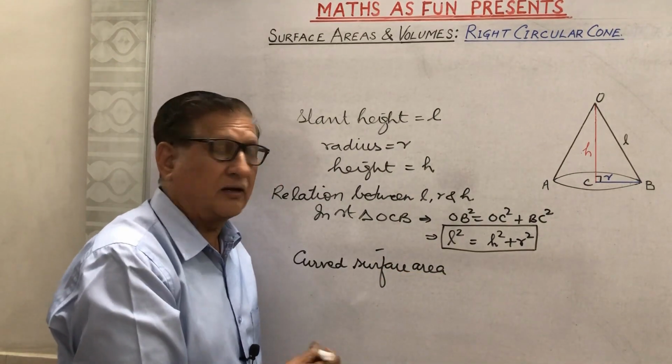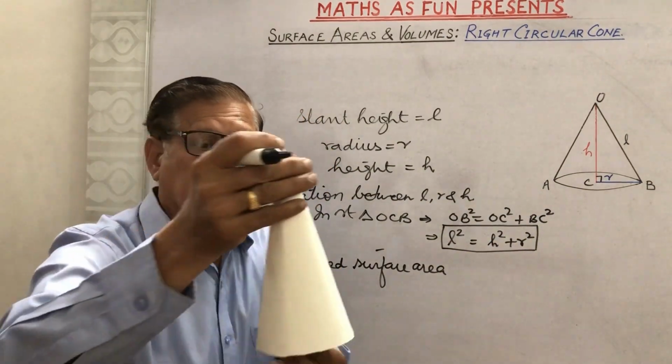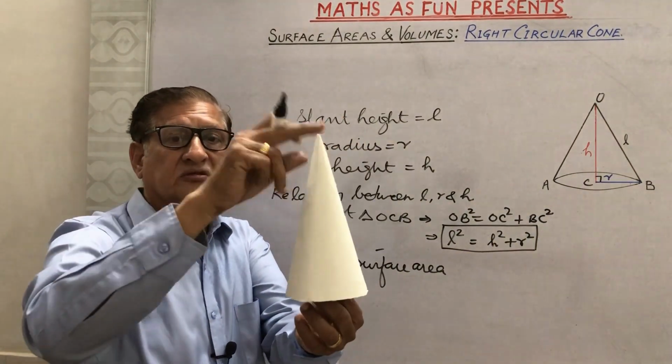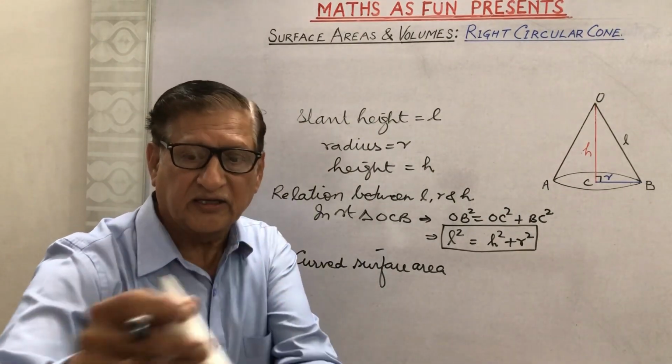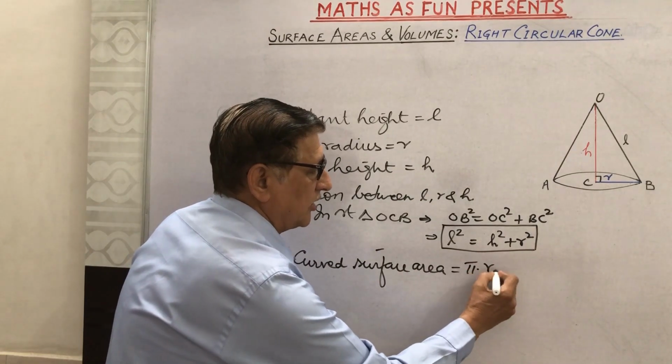Curved surface area is this one, you can see from the object also. This is known as the curved surface area. To find the curved surface area, the formula used is pi into R into L.